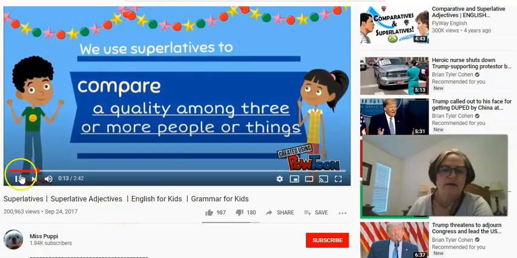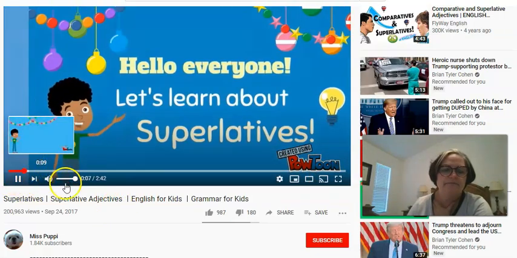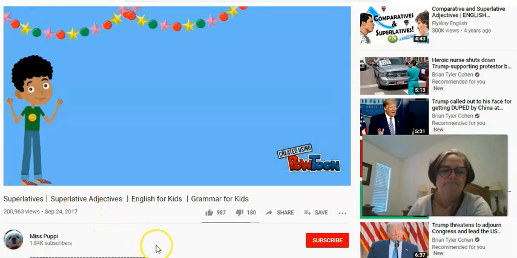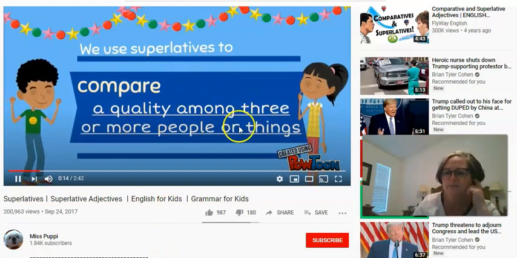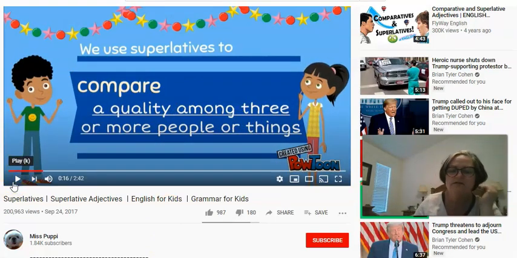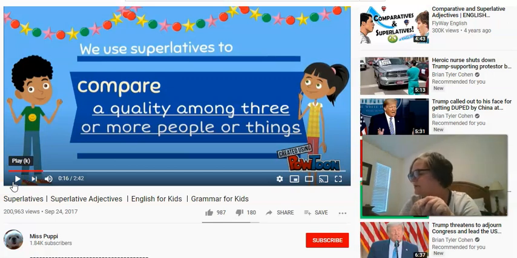So we're comparing equality among 3 or more people or things. So it's going to be similar to what we were doing before. And superlatives compare the quality, and a quality can be color, size, or anything like that. But this time we're doing 3 or more things, where before we were only comparing 2 things.